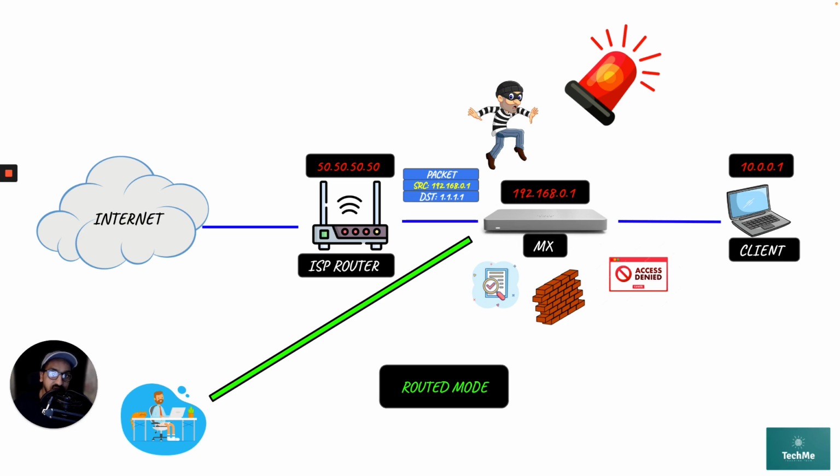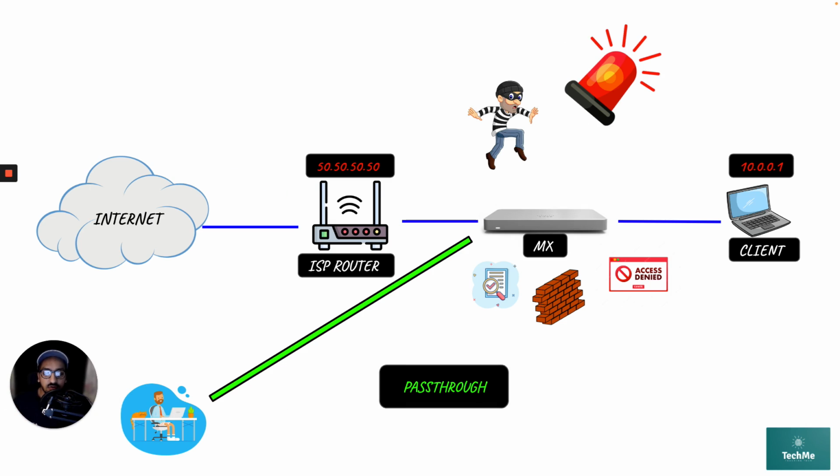So in routed mode, the big difference is the MX is using NAT. It will NAT the packet and remember who sent that packet with a binding table and all that, but essentially it's just changing the source IP address of the packet as it processes it. Then it goes through the ISP router, and that's a NAT device as well, so it will change the source IP address to its own, 50.50.50.50. And then it goes to the internet. So that's the major difference with routed mode.